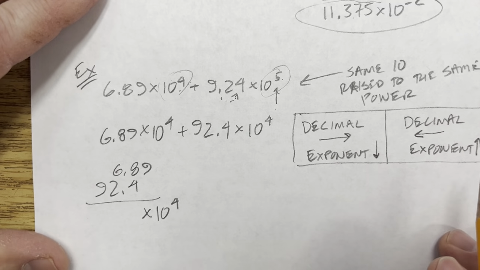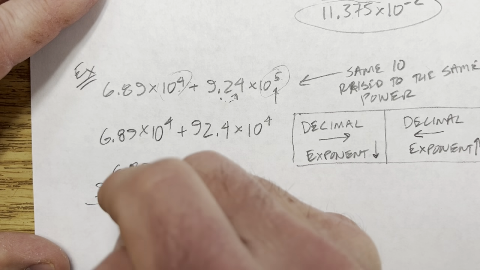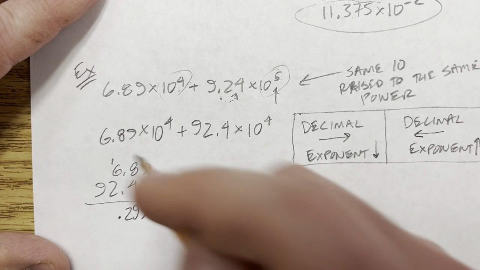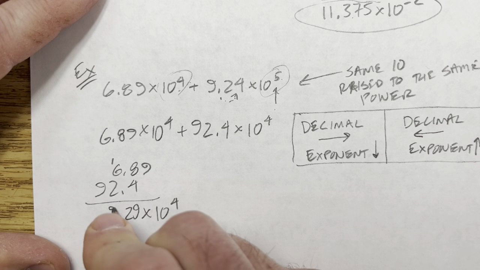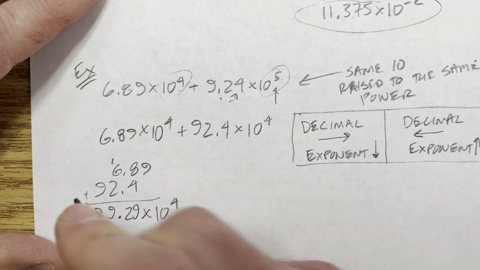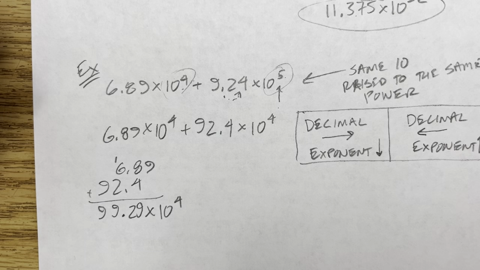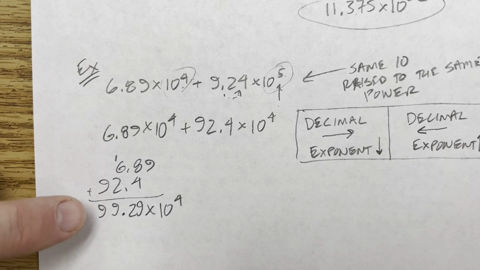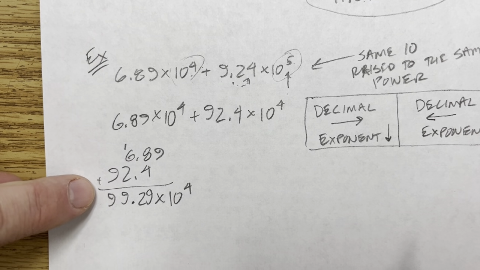So now I add these two together. 9 comes down here, 12, put my decimal point right there. Then I've got 9, and then I bring down that 9. So I added those together. So I've got 99.29 times 10 to the 4th. Now, this is not in scientific notation.